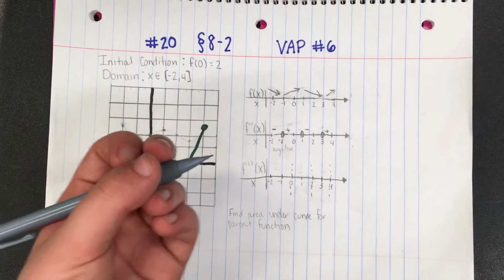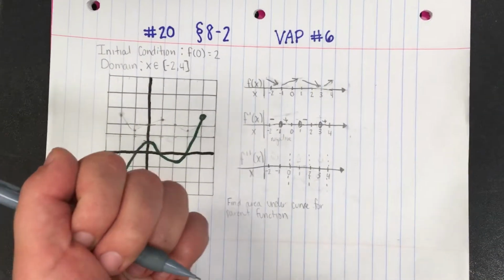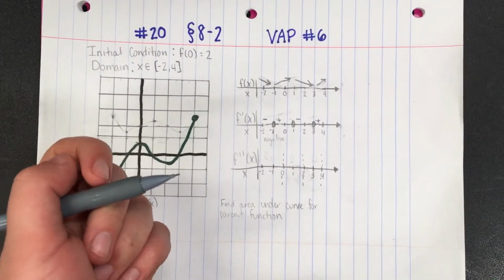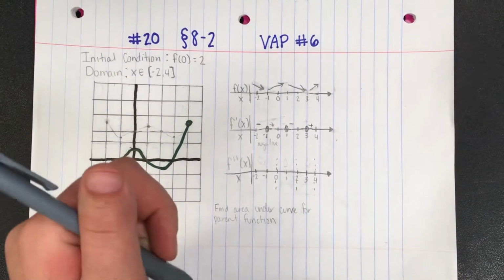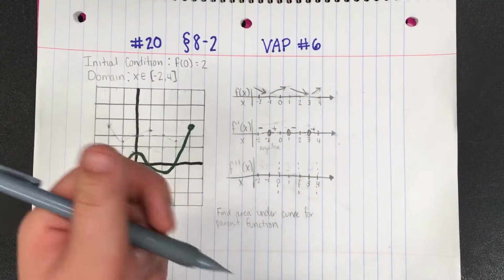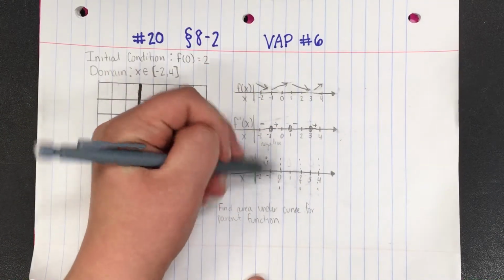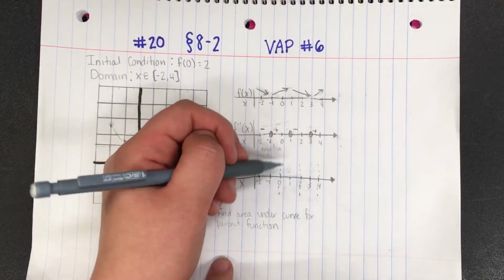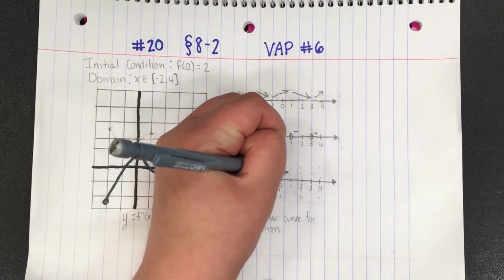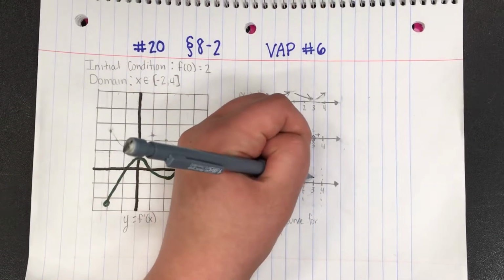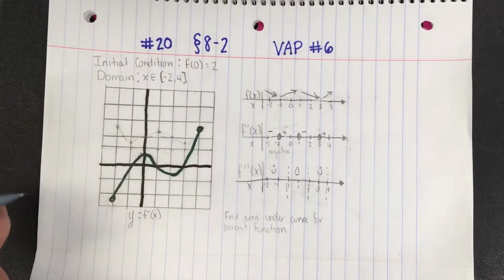And we can use the second derivative of this graph to find the concavity of the parent function. So from -2 to 0, there's concavity up, and these dashed lines are just to show when it ends. From 0 to 2, there's concavity down, and from 2 to 4, there's concavity up.